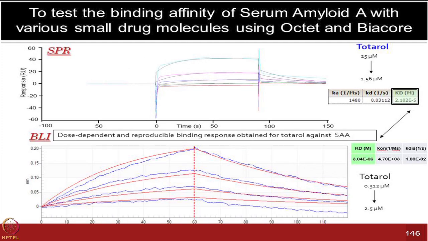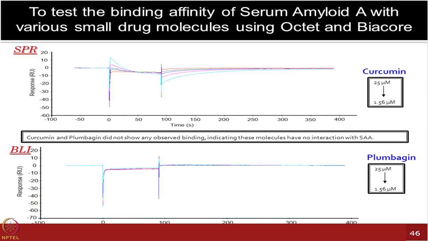Then we looked at some compounds of interest for a given project, when we had some drug, proterol, to look at their binding. And again, things are pretty close, coming from the two available platforms. We also tested other drugs, curcumin and plumbagin, which we are testing against some bacterial protein. And we are seeing that the changes are pretty close from both platforms.